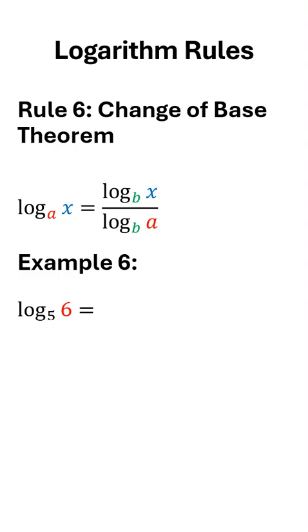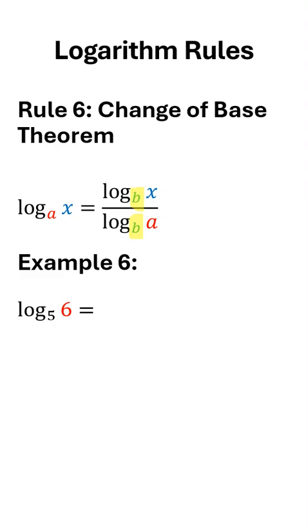Rule number 6 is called the change of base theorem. If we have log to base a of x, we get log to base b of x over log to base b of a. So you can choose any base. Here the base is b. It can be any value.